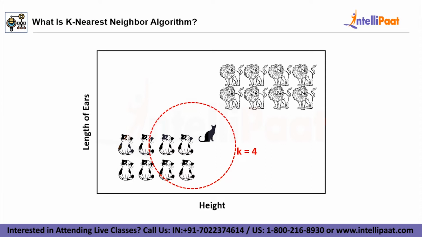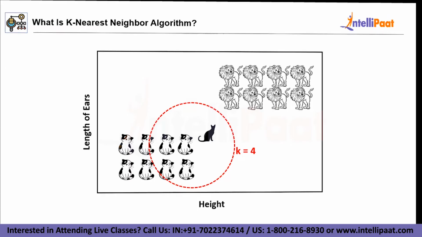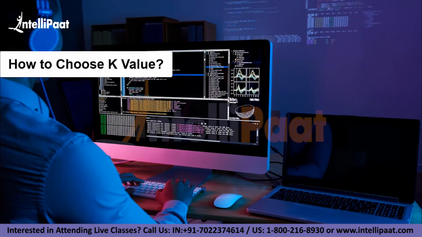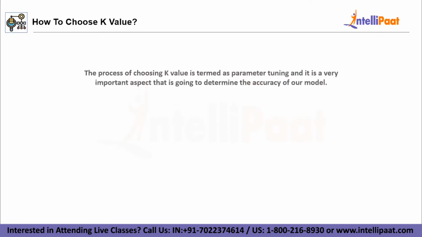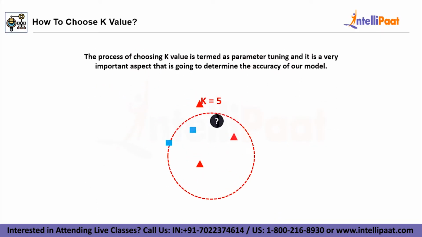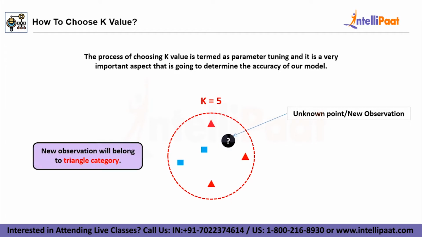Alright. But how do we exactly choose this k value? How do we know k equals to 4? I mean, how do we decide what value this k takes up? Guys, till the time we have understood that KNN algorithm is totally based on feature similarity, and one of the important aspects of it is choosing the right value for parameter k. The process of choosing this value is termed as parameter tuning, and it is a very important aspect that is going to determine the accuracy of our model.